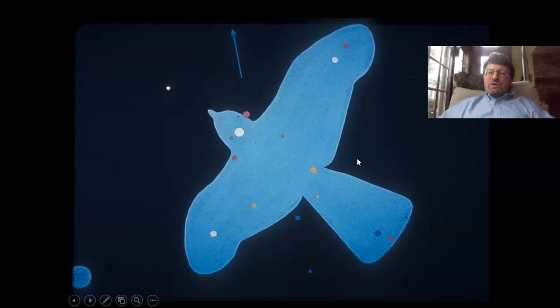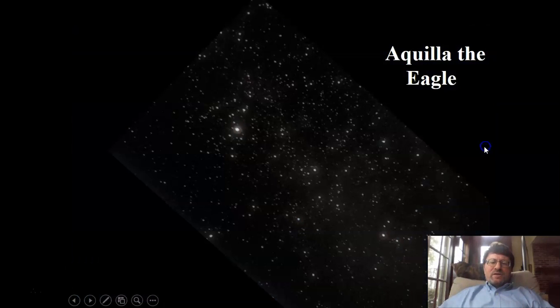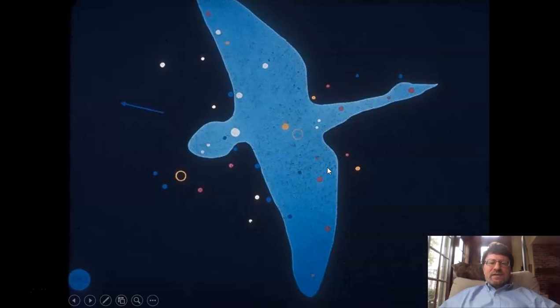Now, which bird do you think this is? Cygnus the Swan or Aquila the Eagle? It's Aquila the Eagle. There it is. And the bright star in Aquila the Eagle is known as Altair. And you look for this egg-shaped pattern of stars that make up Aquila the Eagle. And finally, this is Cygnus the Swan.